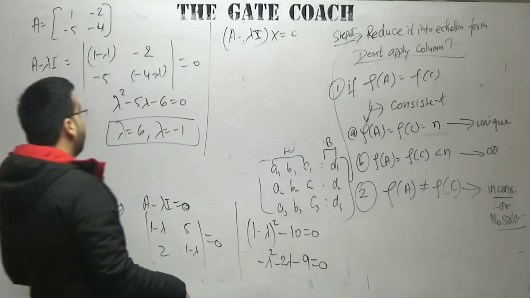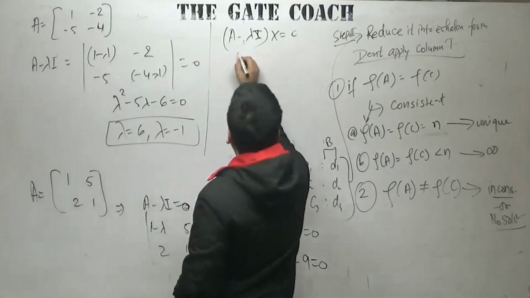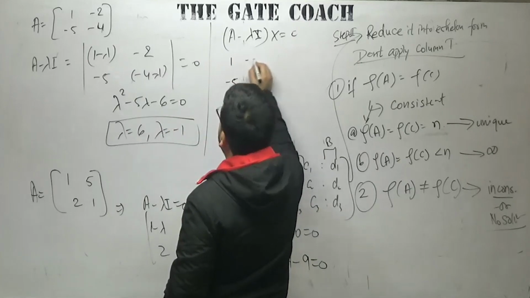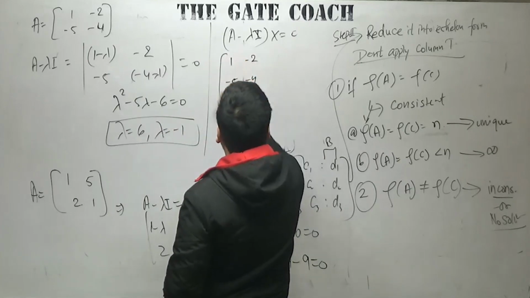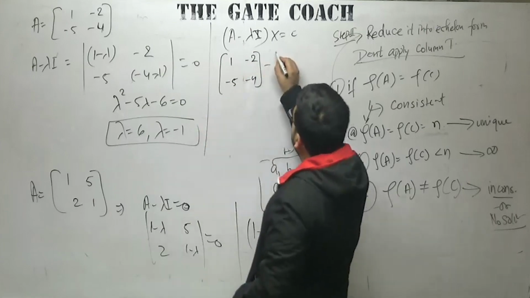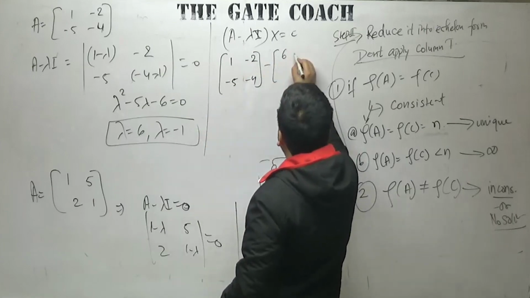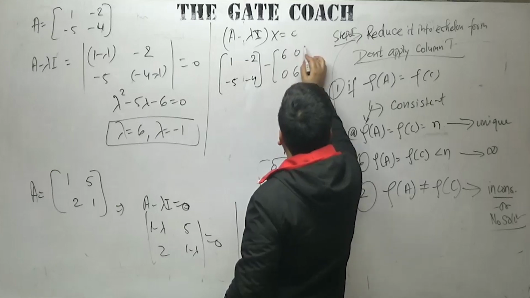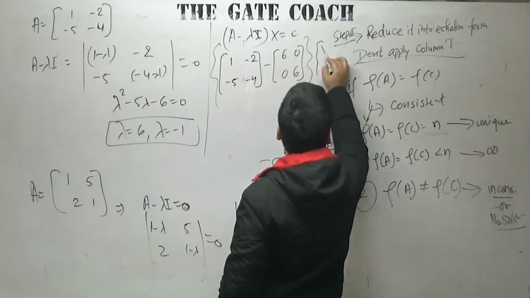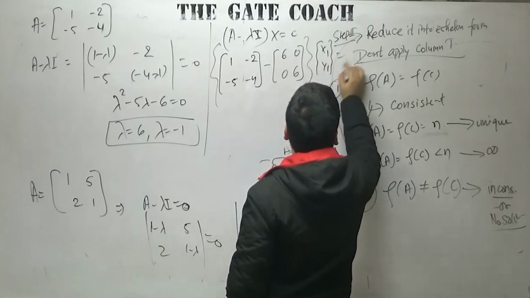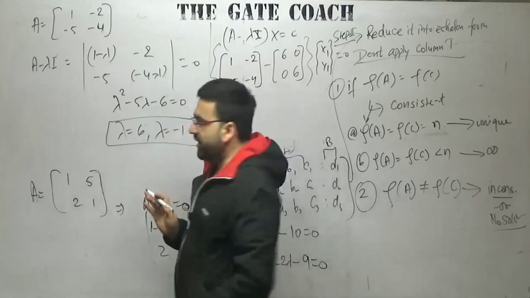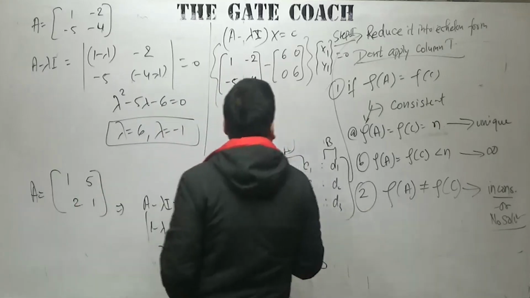Clear? So one by one just put the eigenvalues here. So what is this? 1 minus 5 minus 2 minus 4 A minus lambda. Let me take lambda as 6 first of all. So 6 0 0 6 into x, let us say it is x1 y1. So first eigenvector. Corresponding to every eigenvalue, there will be one eigenvector, except 0 0.